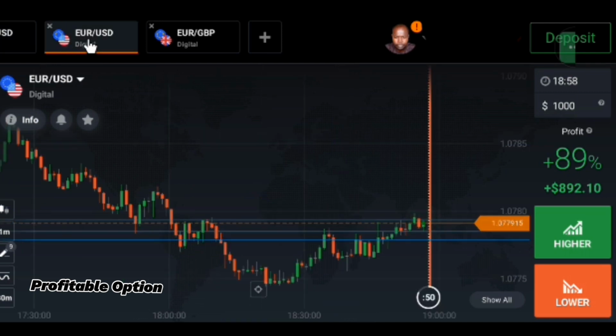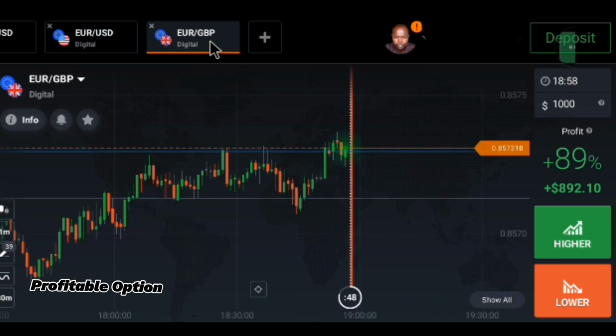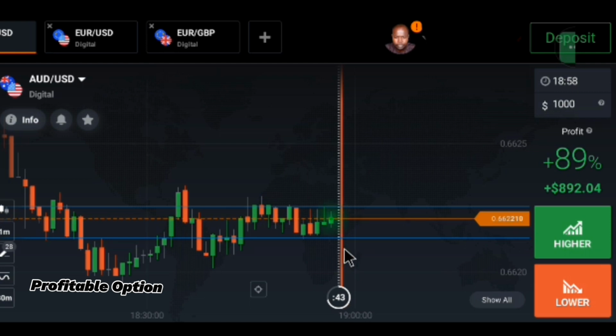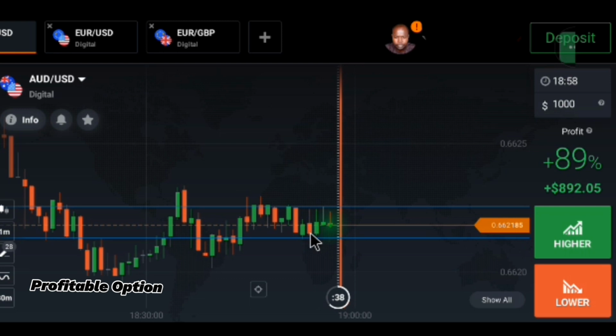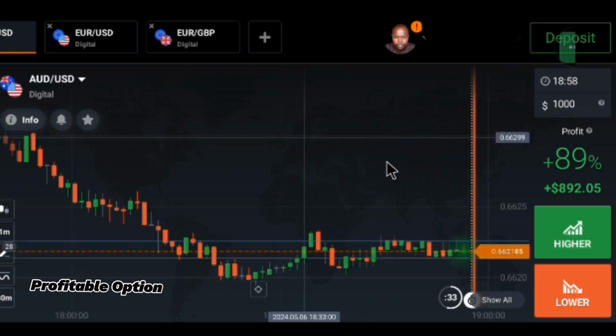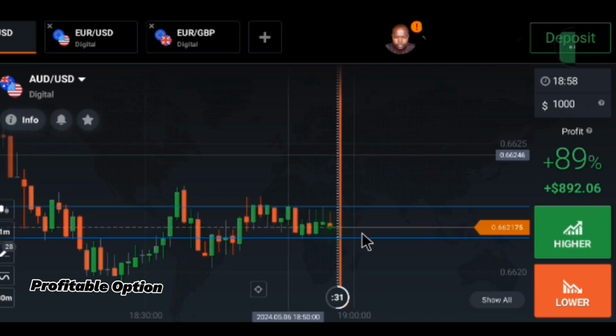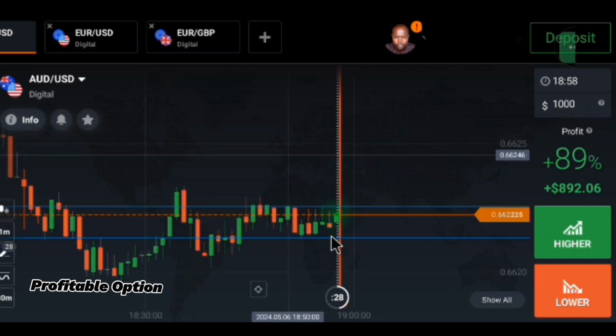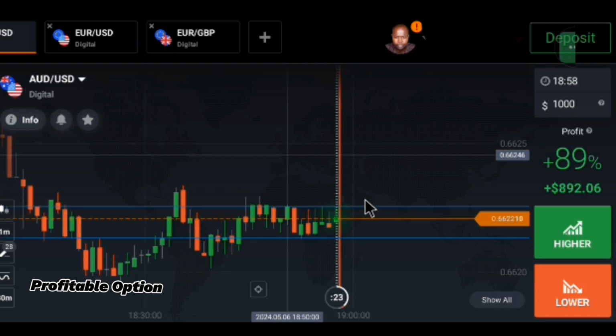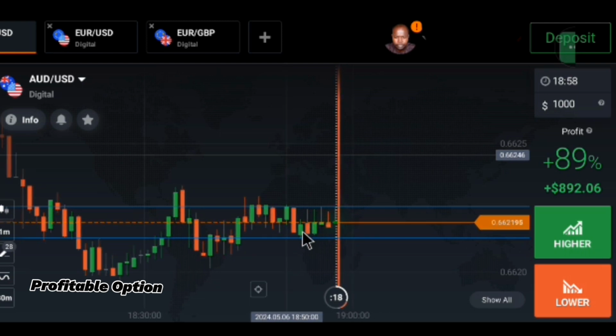Okay, so let me check another pair. Okay, let me go back to that. Now, look at this again. It's been reversing here from the support area as well. Let's see. It could reverse here, but at this time I really have to be careful because it could break out of this. I haven't seen the reversal at this point several times, so I just have to be careful at this point.